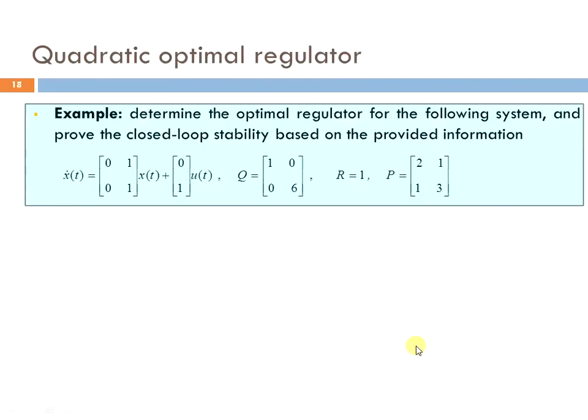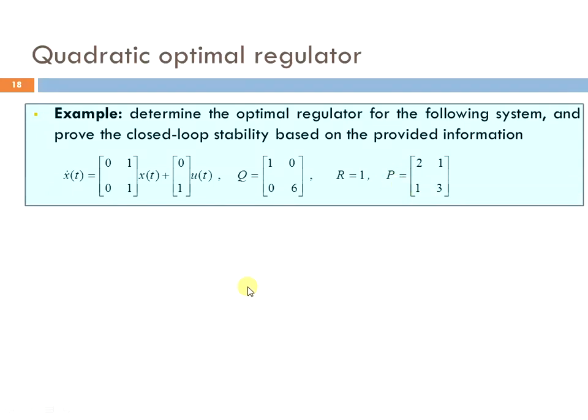We are going to look at an example. We are given a second order state space system. The weighting matrices Q and R are specified, and we have to determine the optimal regulator for this system. In addition to that, we have to determine the closed loop stability of the system based on the Lyapunov stability theory, and the matrix P for that is specified.